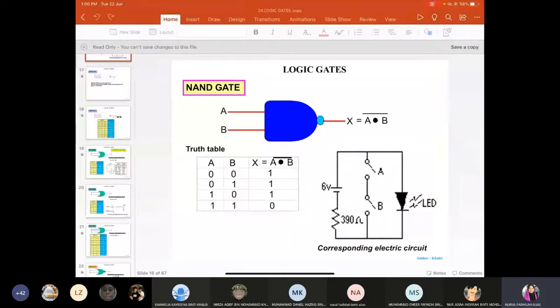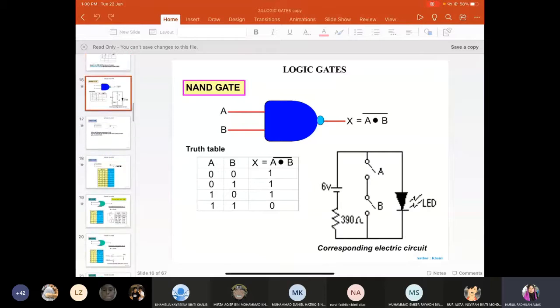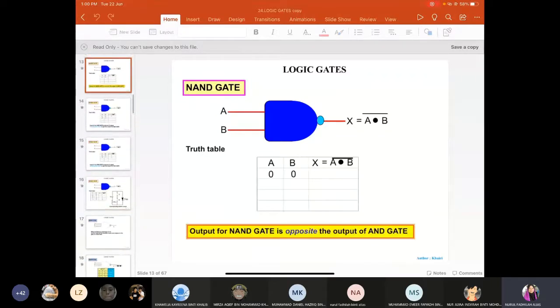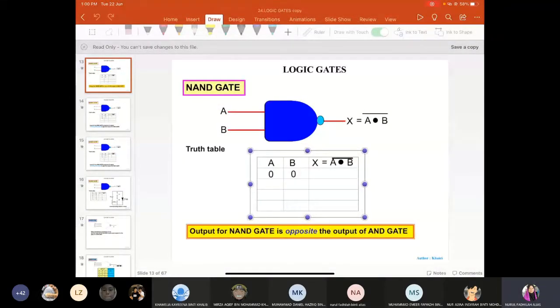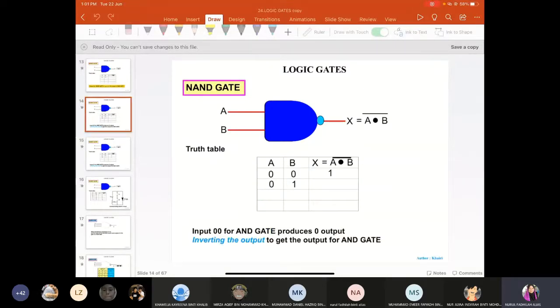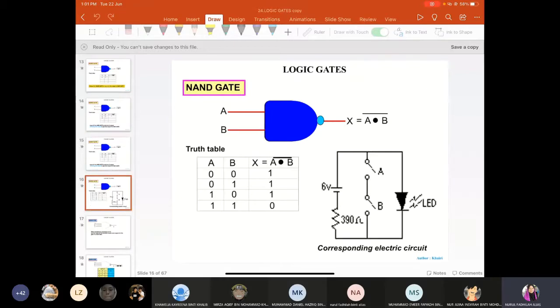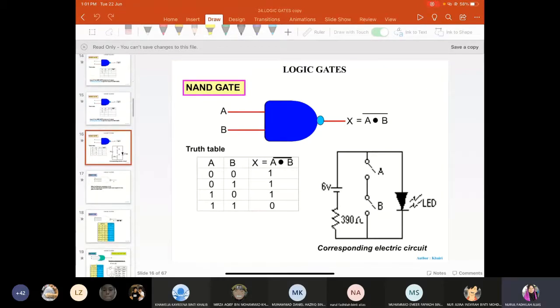You should have looked at it just now. Okay, so the output for the NAND gate is opposite to the output of the AND gate. And then it says here for input 0, 0 the AND gate produces 0, but inverting 0, 0 you get 1. Okay, so this is NAND. Alright.